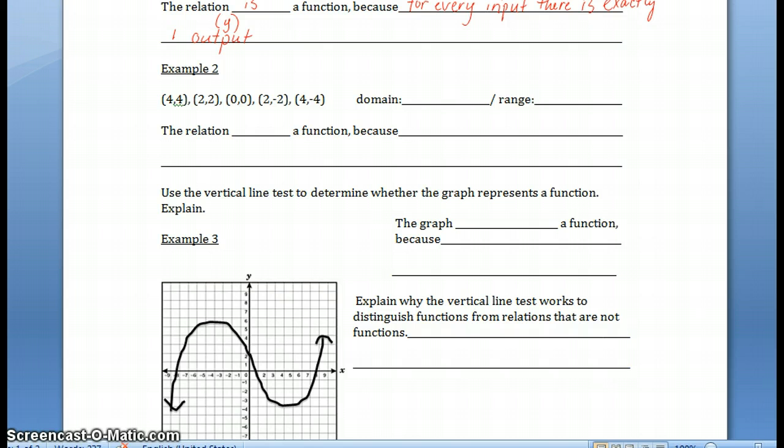Okay, now try example 2, writing the domain and range in order with no repetitive digits, and then write whether the relation is or is not a function and the reason for that.